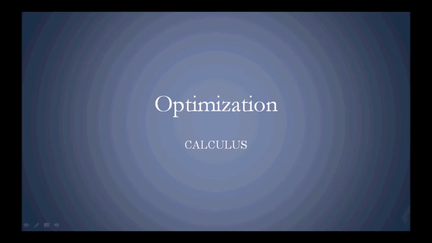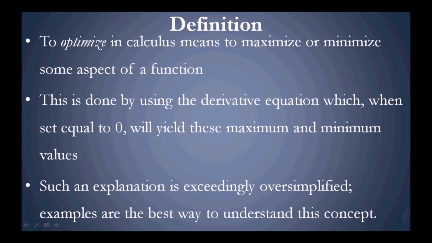Optimization in terms of calculus. To optimize in calculus means to maximize or minimize some aspect of a function. For example, we may want to maximize the area of a certain shape, or we may want to minimize the cost of a certain operation.